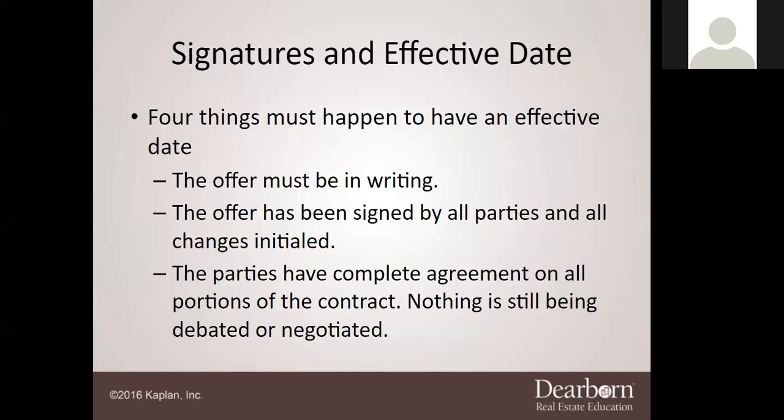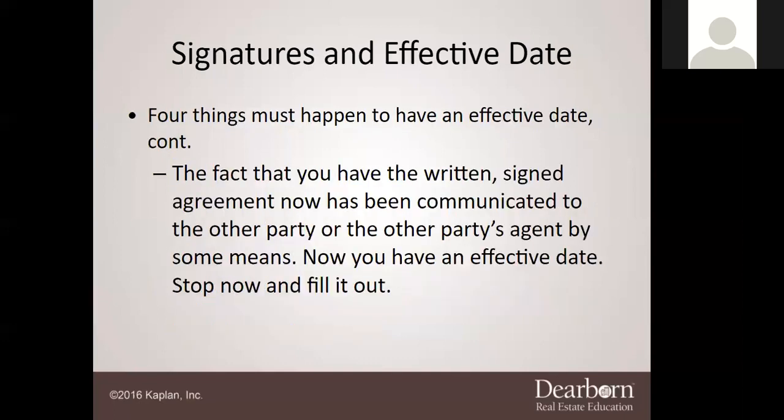Okay. Now, the parties have complete agreement on all portions of the contract. Again, nothing is still being debated or negotiated. And the fact that you have the written signed agreement has now been communicated. That's another thing. It has to be communicated to the other party or the other party's agent by some means. Once that happens, now you'll have an effective date. So you would stop now and then fill it in. Once those four things are done, then you can fill it in.